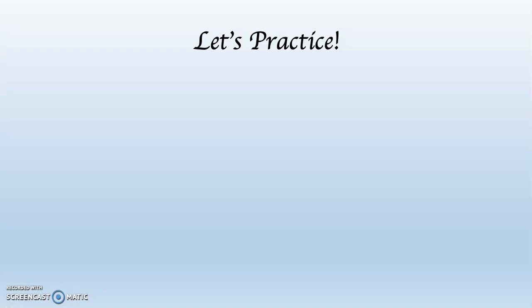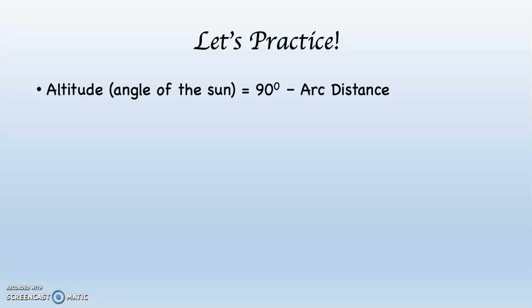No one walks out onto the field of play or the court without having practiced. Let's do some practice, shall we? Remember, the formula is altitude, which means the angle of the sun. In other words, at noon, the zenith, how high is the sun in the sky away from the horizon, equals 90 degrees minus arc distance.